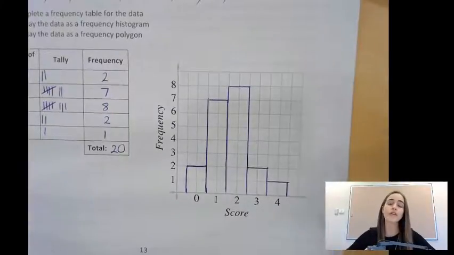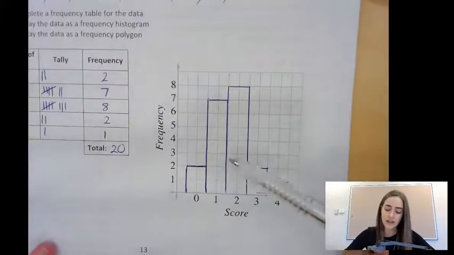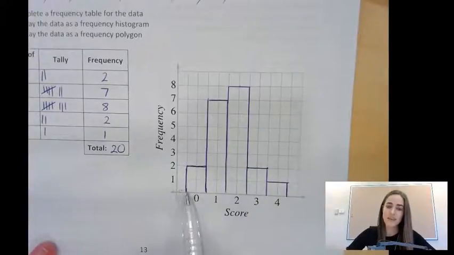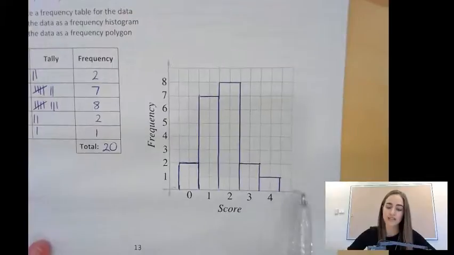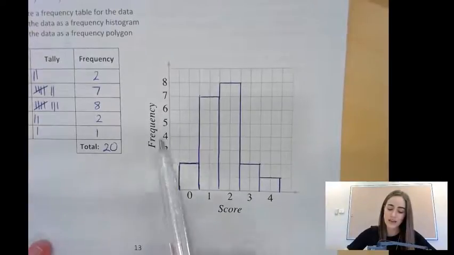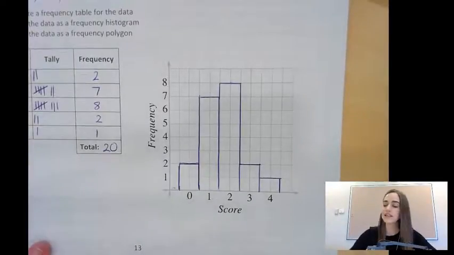So just to point out those important features again, is that each of the columns is touching the next one along. And there's this gap here that's half as wide as each of the columns, and there's a gap at the end as well. And my axes are both labelled, and all the scales up here are evenly spaced. Alright, so that's our histogram done.